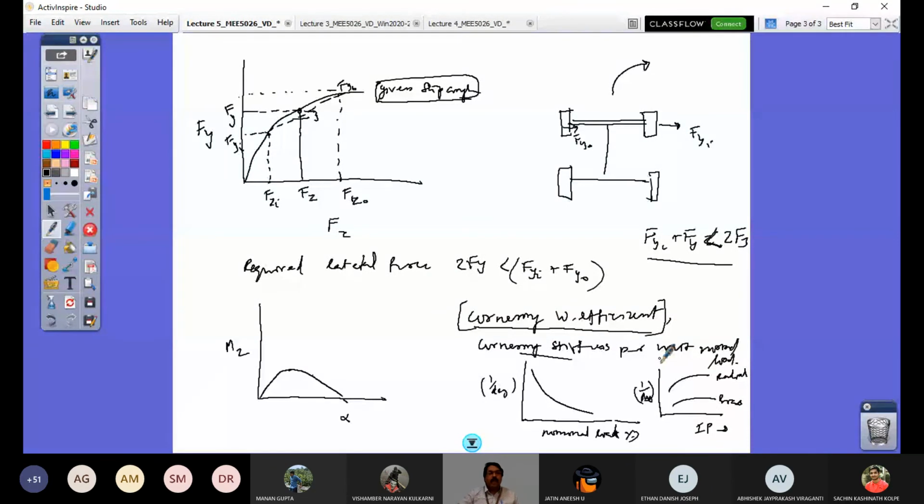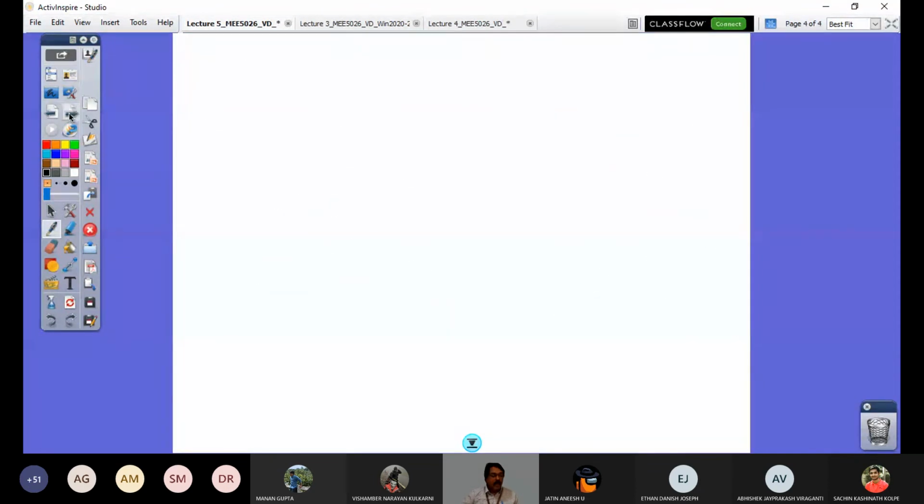We also look now at another important definition or geometrical property called camber and camber thrust.